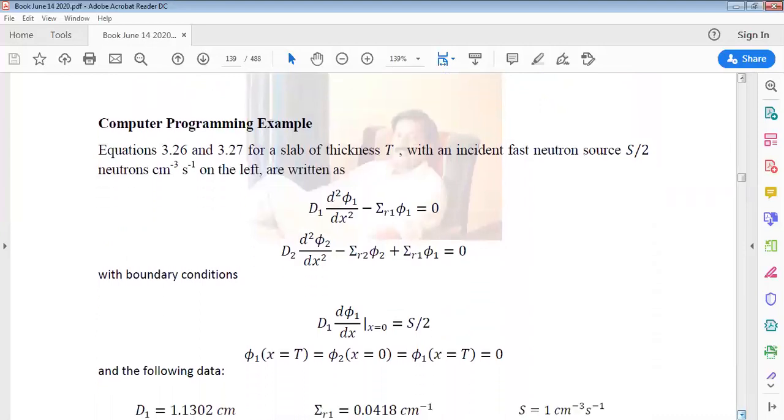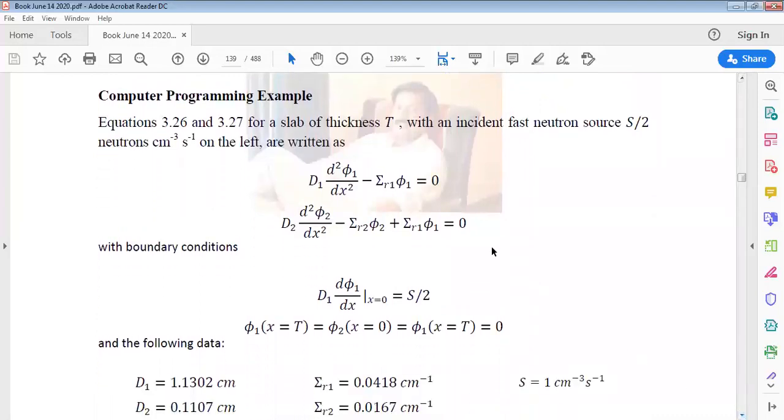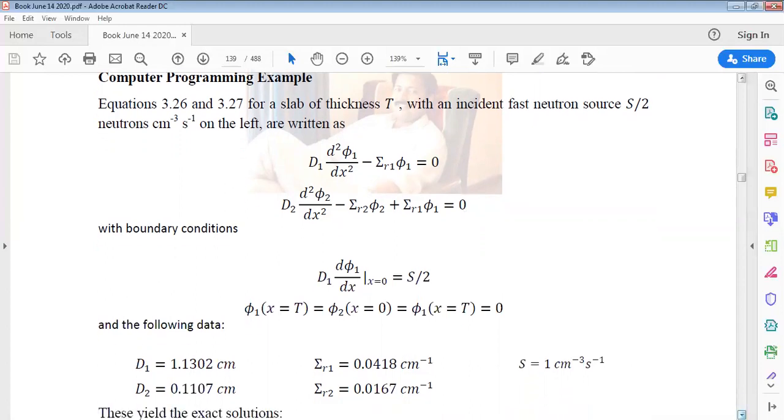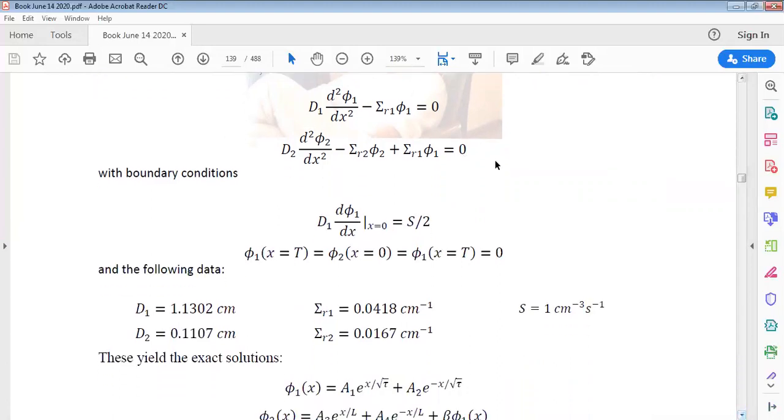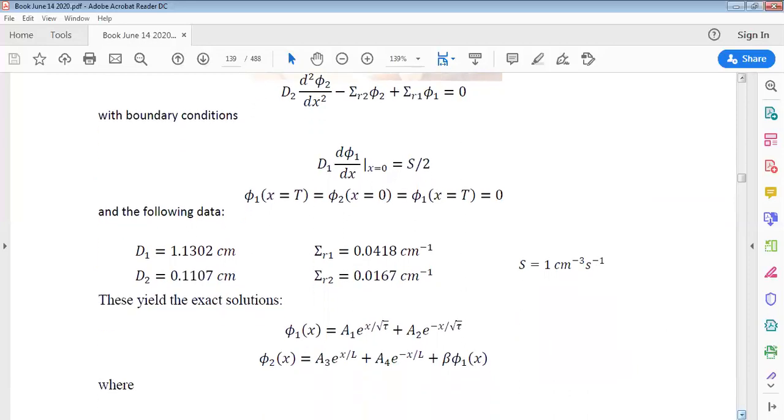Okay, so in the last lecture, I was discussing two group equations for a sphere, and I went through very elaborate derivations of the two fluxes, phi 1 and phi 2. And I showed you a computer example for a slab with these two equations. If you see lecture 9, I had started this and took these four boundary conditions. This is phi 2, so we've got Dirichlet boundary conditions, and we've got Neumann boundary conditions. This is the two-group data for water, and there's a left incident neutron source of strength 1.